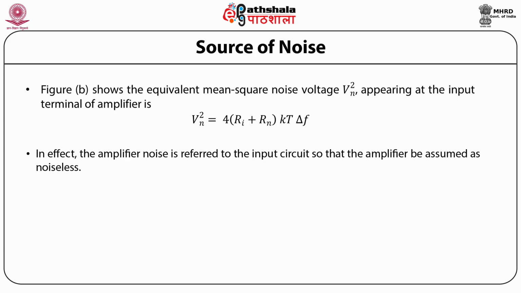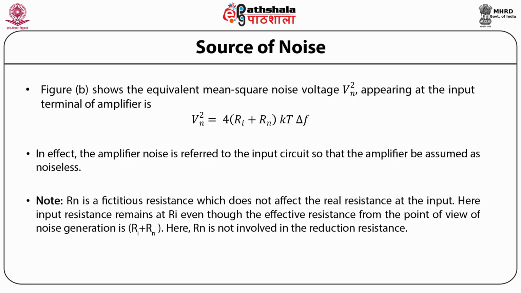Now students, note over here that Rn is a fictitious resistance which does not affect the real resistance at the input. So here the input resistance remains at Ri, even though the effective resistance from the point of view of noise generation is Ri plus Rn. Here Rn is not involved in the reduction resistance.